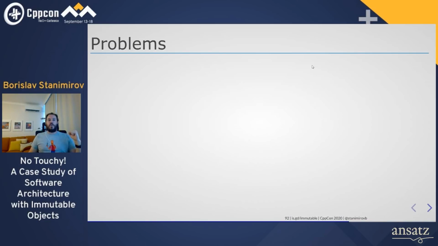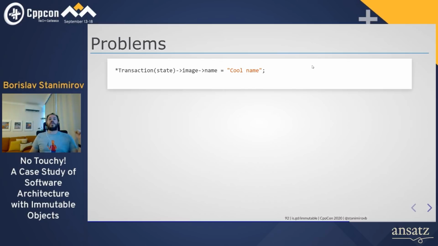And this is the React.js way. But there are some problems with it. For example, if we perform a transaction for the image and set the name to some cool name, like we used before, the thing is that the operator asterisk of the node name will perform a copy and write. So we copy the old name into a new value, only to replace it with the cool name.